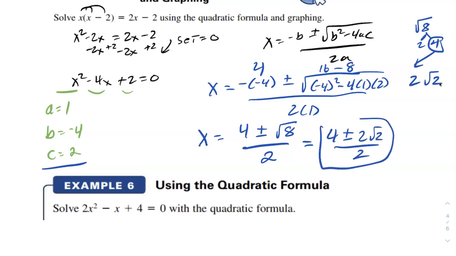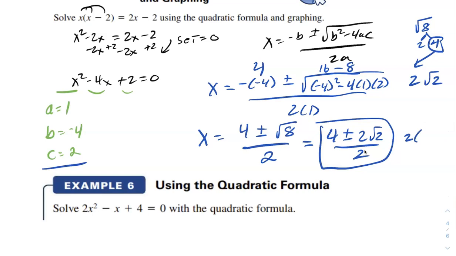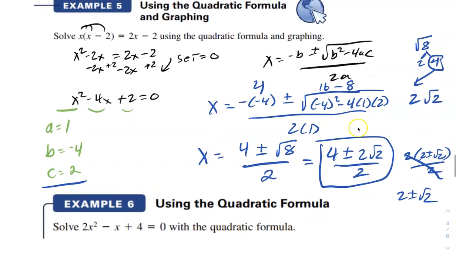And if you're really pro, you can notice you can divide everything by 2 here. Or rather, you should be able to factor out a 2. You get 2 times 2 plus or minus radical 2 over 2, and then these cancel out and you just get 2 plus or minus radical 2. Now you get full credit for the earlier answer, but a really pro answer would be that. So that's how you solve by quadratic formula.